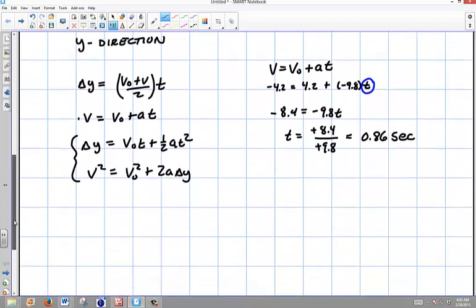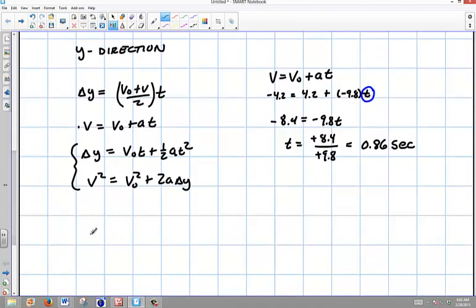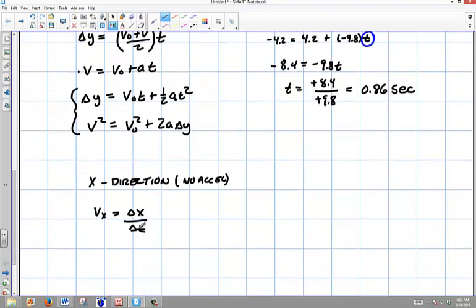And now I want to find the range. And I look over in my x direction. And in my x direction, I only have one equation. It's just this one. Vx is delta x over delta t, right? Because there's no acceleration. So this one has no acceleration, and this one has a constant acceleration that we just did. So for no acceleration, it's a very easy situation to deal with. I just have this equation. And what am I looking for? I'm looking for the range, which is delta x. And I solve for delta x, so delta x is going to be Vx times the time.